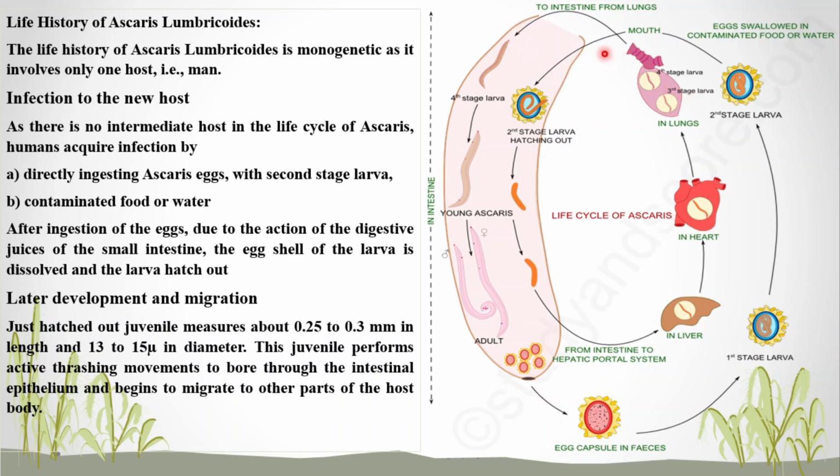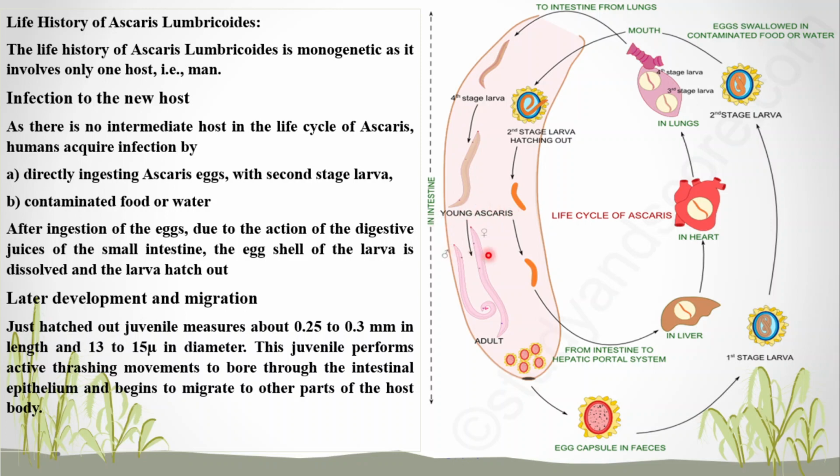Let's see. The second stage larva hatches out from the eggshell. This larva develops into the second stage, and from here it enters into the liver. From the liver it enters into the heart, and from the heart it enters into the lungs. From the lungs again it enters into the intestinal region, and at this stage it is the fourth stage larva. This fourth stage larva develops into the young Ascaris.